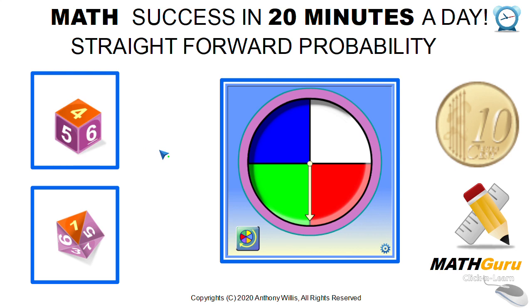Let's see. I got a 4. Let's roll the die one more time. I got a 1. So out of 2 rolls, I haven't gotten a 6. Roll again. I got another 1. Got a 3. I got a 4. I haven't gotten a 6 yet. Another 4. I've rolled this die 6 times and I haven't gotten a 6.